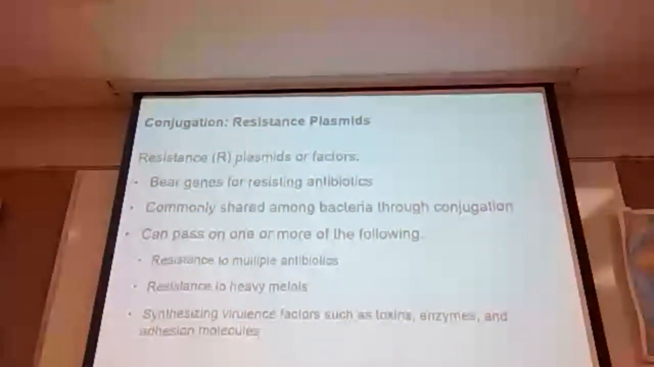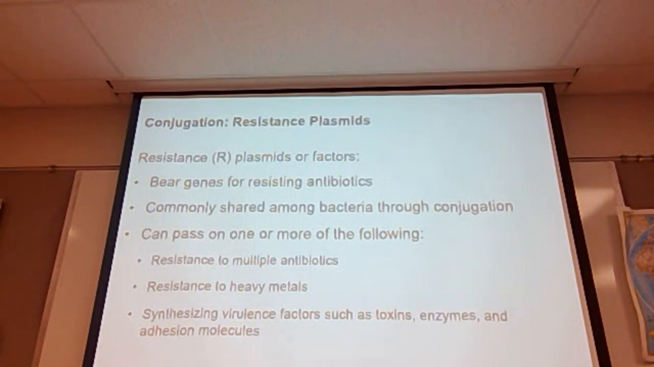Resistance plasmids, or resistance factors, can be found in bacteria, and they bear genes for resisting antibiotics. They are commonly shared among bacteria through conjugation. They can pass on one or more of the following characteristics: either resistance to multiple antibiotics, resistance to heavy metals, or synthesizing virulence factors such as toxins, enzymes, and adhesion molecules.